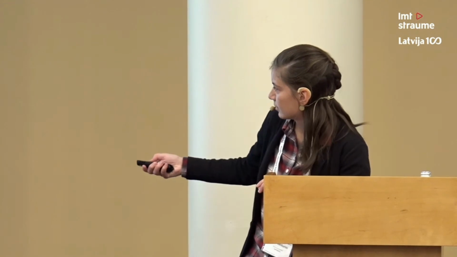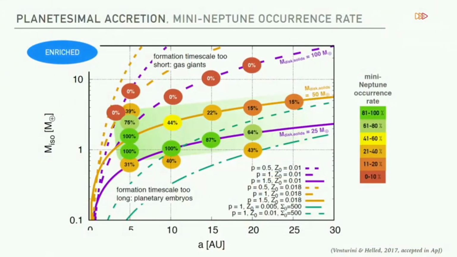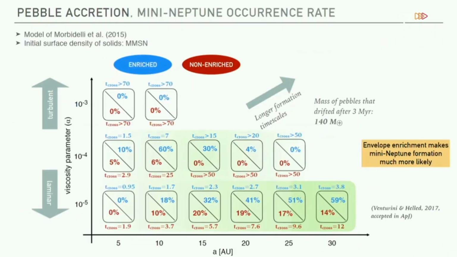Beyond the ice line, so I take locations from 5 AU to 30 AU. The reason for that is I consider enrichment by volatiles, so by ices, and therefore inside the ice line it's not likely. Does it matter how you form, like if at 5 AU or 50 AU? No, it matters. It changes the likelihood a bit. So for planetesimals, for example, it's better to be closer to 5 AU. For pebbles, it's better to be farther out.